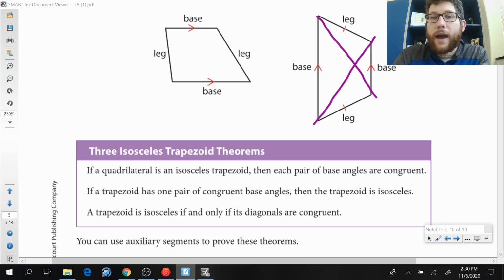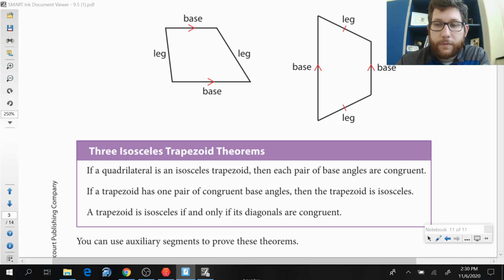Now again, you have to be careful. Some of these properties are shared. So remember, a rectangle also has congruent diagonals. So don't just assume that because it has congruent diagonals it's a rectangle, or vice versa, that it has to be a trapezoid. Okay. All right, let's keep it moving here.